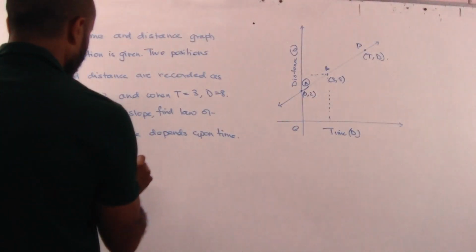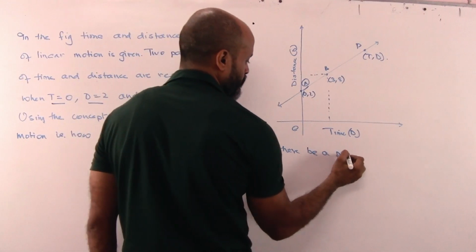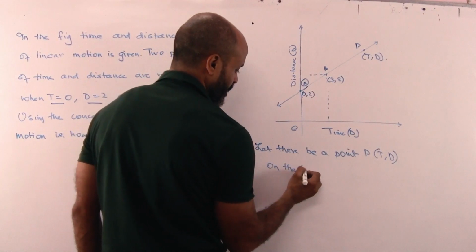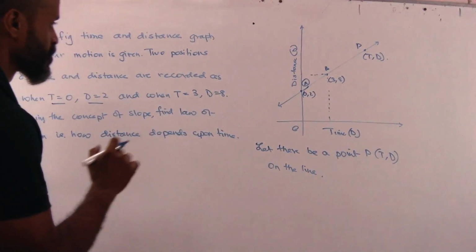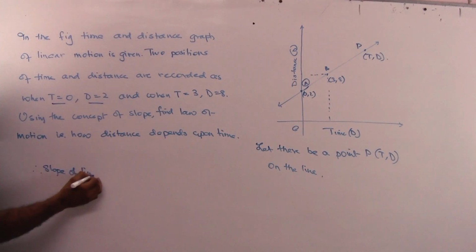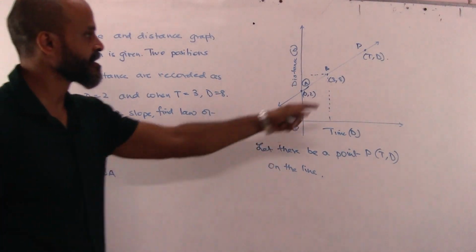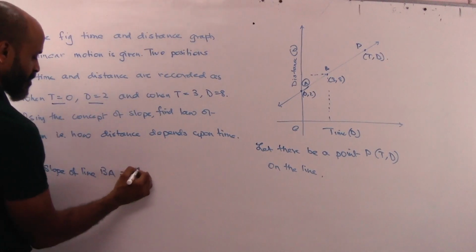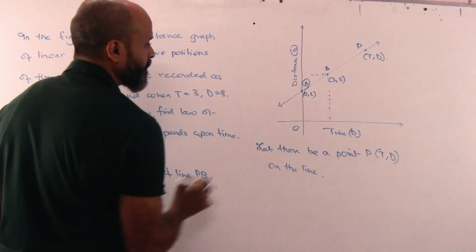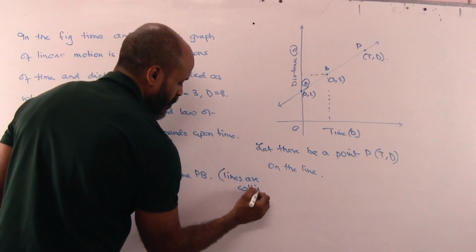Okay. So let us take an arbitrary point. Let there be a point P which has coordinates T and D on the line. So what do we have here? Slope of line BA is equal to slope of line PB. The slope of line BA, what would that be? Why? Because the lines are obviously collinear.